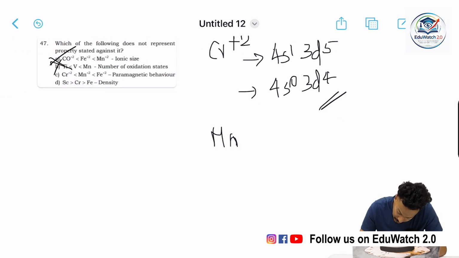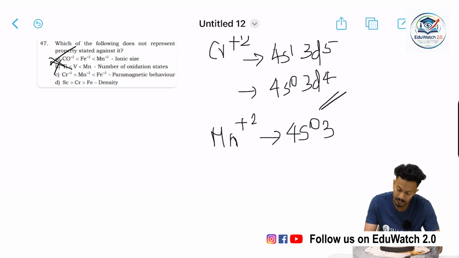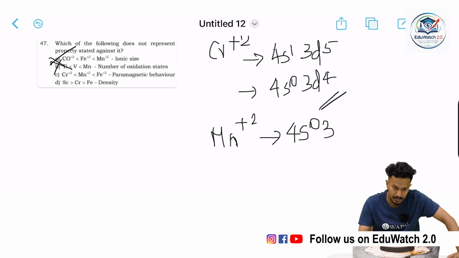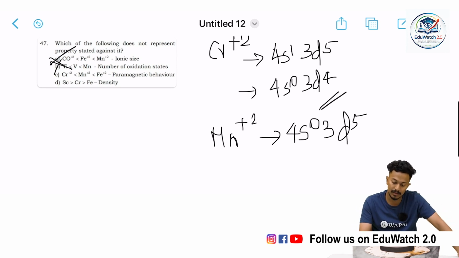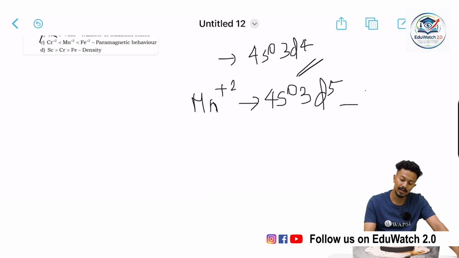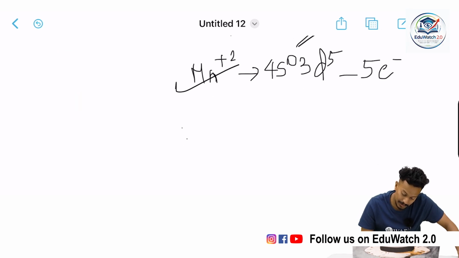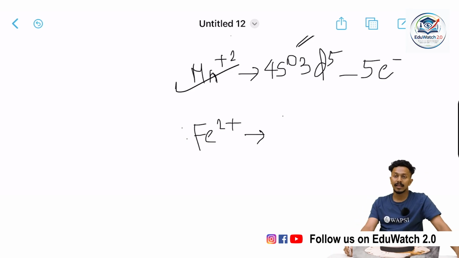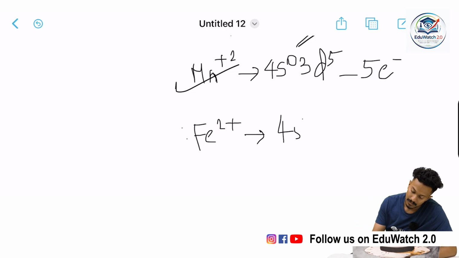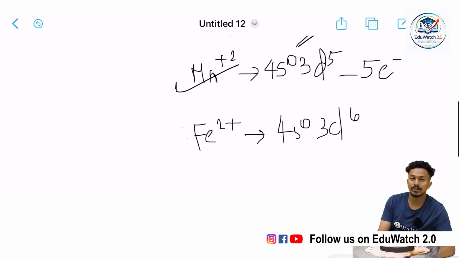Moving on to the next one, Mn2+, which has 4s0 3d5, which has 5 unpaired electrons. So this is also paramagnetic. Chromium is paramagnetic, manganese is paramagnetic, and lastly Fe2+, which has 4s0 3d6, which has 4 unpaired electrons.